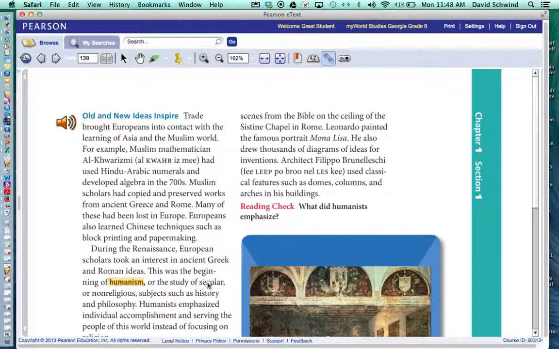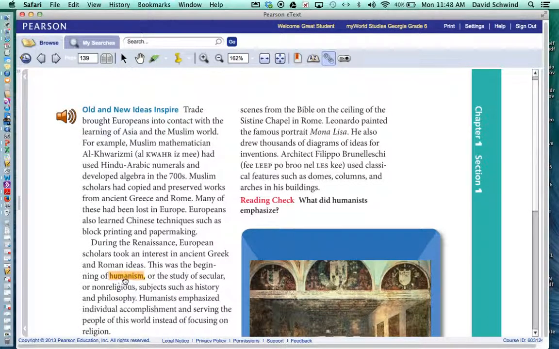Humanism: the study of secular or non-religious subjects. These are things that don't have anything to do with religion, but more about what we know for sure happened. History would be part of that, and philosophy. They kind of stray away from the idea of serving the world to come, and it's more about individuals accomplishing and serving the people of this world instead of just focusing on religion. So write down humanism and then copy this portion right here: the study of secular, non-religious subjects such as history and philosophy.